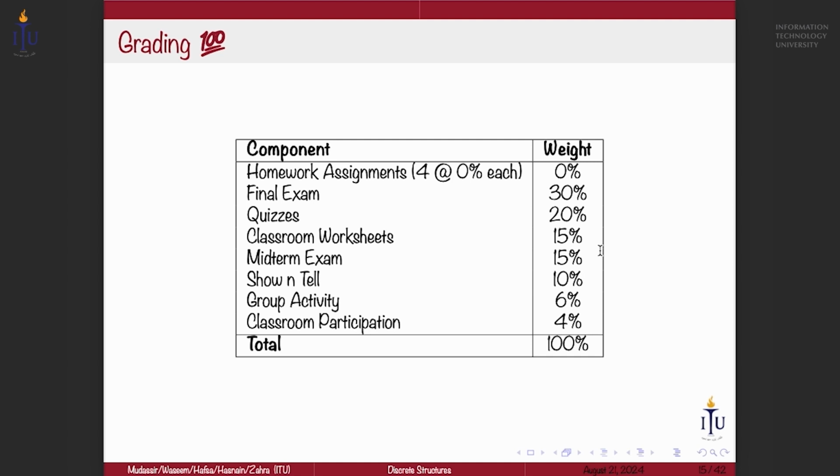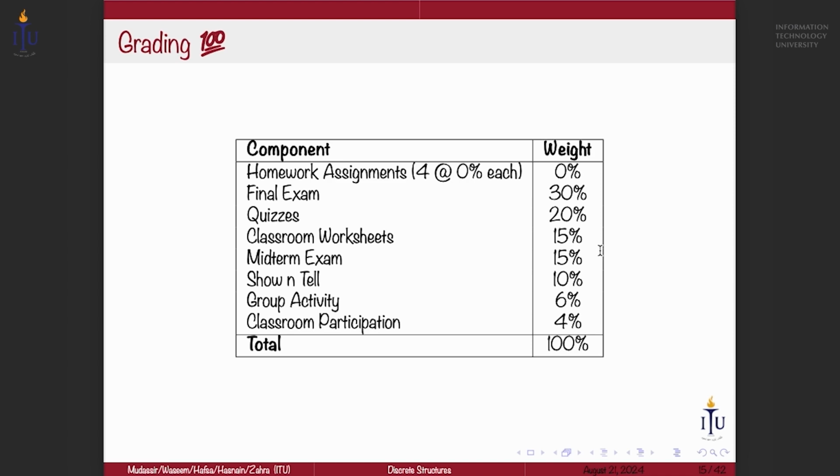Apart from quizzes, we will also have class worksheets. Class worksheets we allow you to do in pairs. These are like quizzes, but one-to-one discussion is allowed. We'll make pairs, and you'll do the problems on the worksheet in pairs, so you can talk to each other. Okay. That's worksheets. Then we have the midterm exam, which is 15%. We also have a new component this time, show and tell.